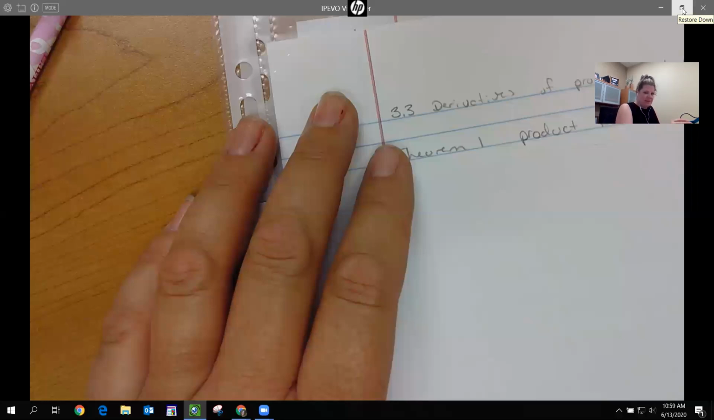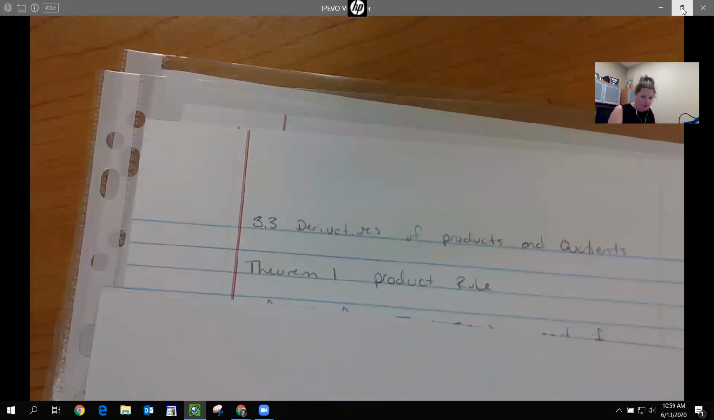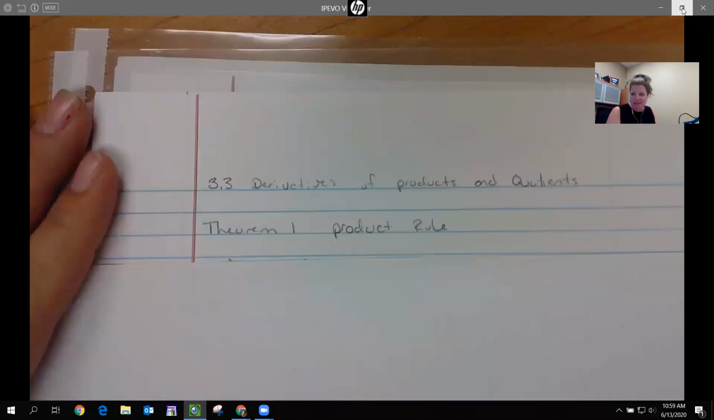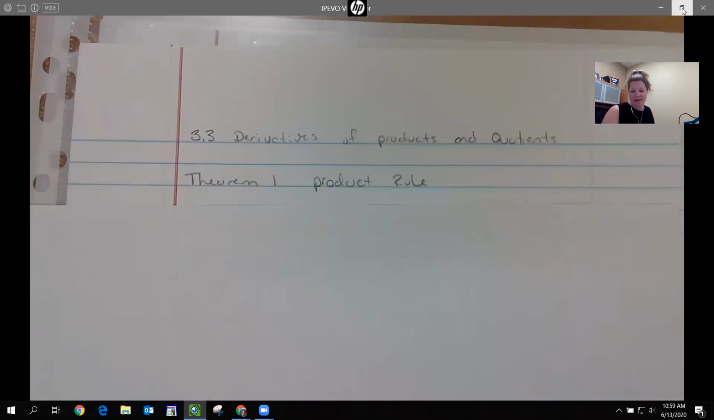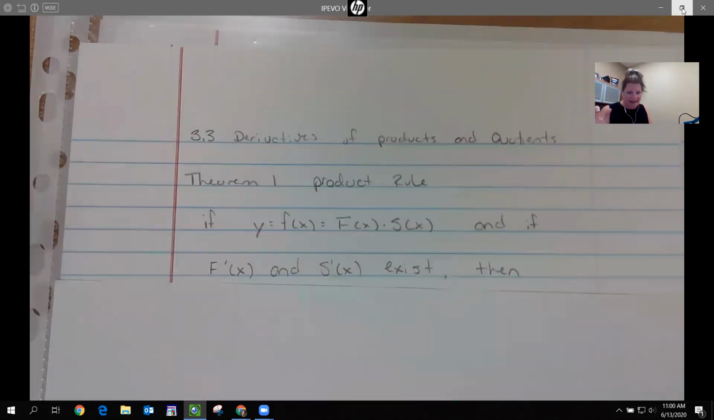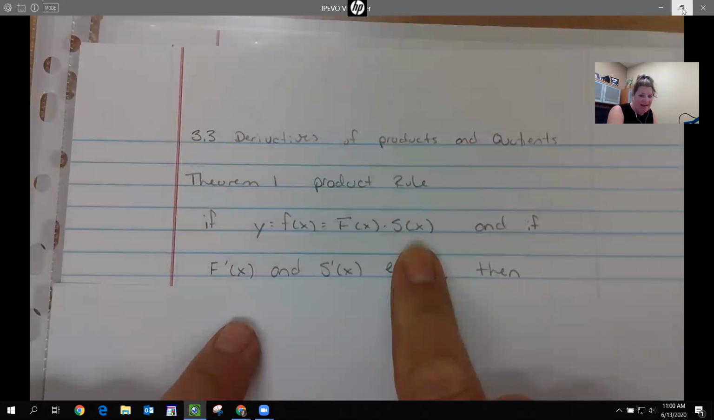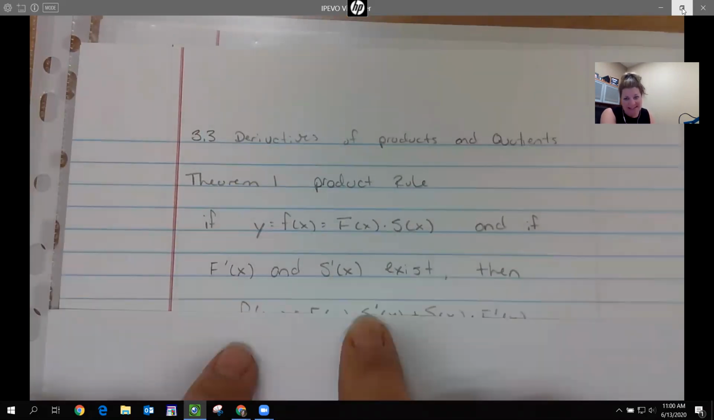Let me go ahead and share my screen. Oops, this thing's kind of sideways. So theorem one is our product rule. If we have two functions that we're going to multiply together, let's think of our first function as f, first, and s, second. First, second, get it? So if we have our functions f times s, then the derivatives have to exist for this to go on.